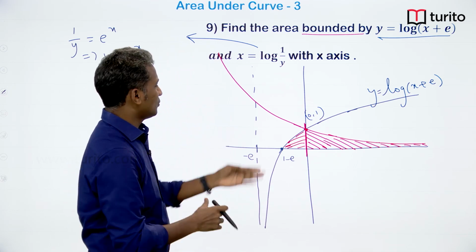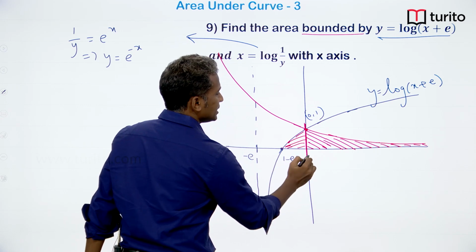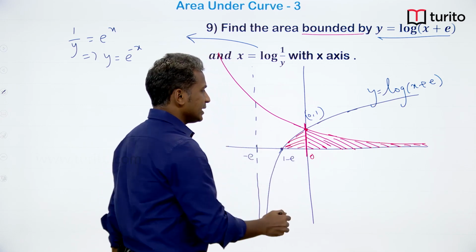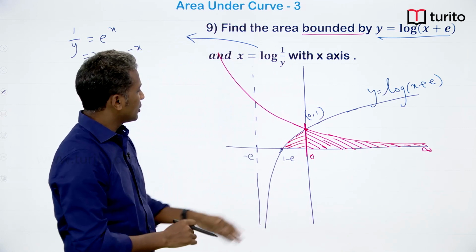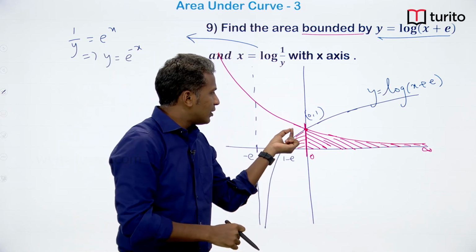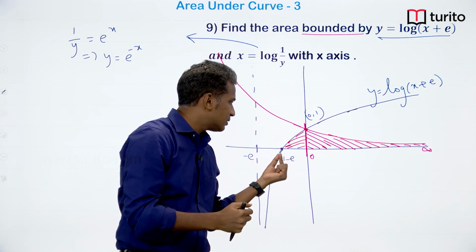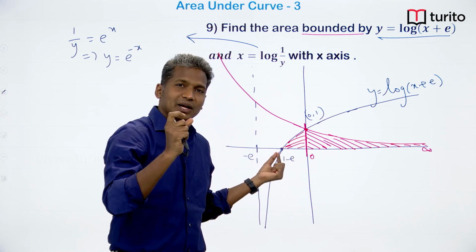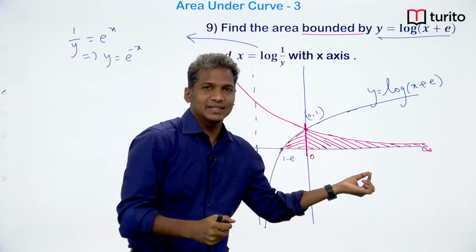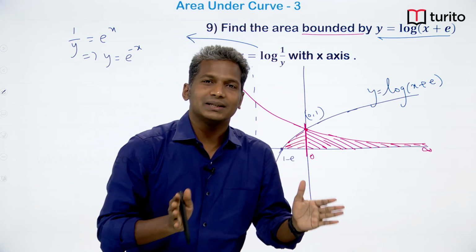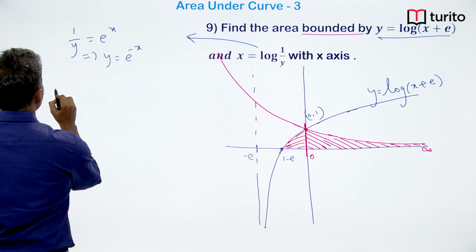Okay. So how do we do that? From 1 minus e to 0 we will perform one integral, and from 0 to infinity we will perform another integral, because one function is present from 1 minus e to 0, and the second function is present from 0 to infinity. So we need to separate the integration and perform it independently. Okay. So what will be the area here?